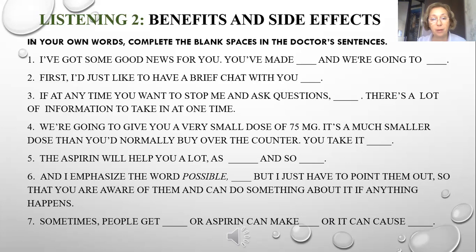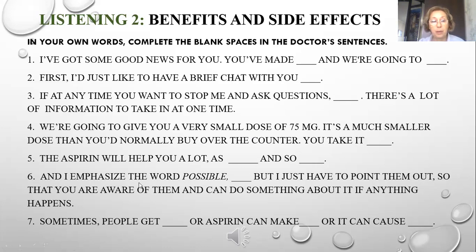Number 3, if you want to stop and ask questions, feel free to do so. Okay. Number 4, you take it by mouth once a day after meal. After meal, from now on. Yes. Number 5, the aspirin will help you a lot as it thins the blood and helps prevent further heart attacks. Prevent further attacks.